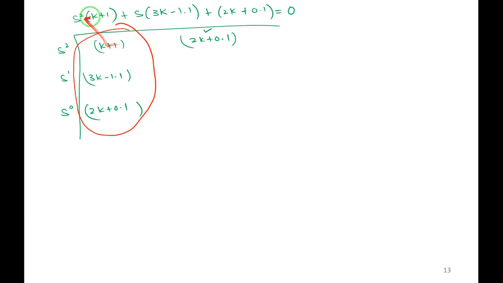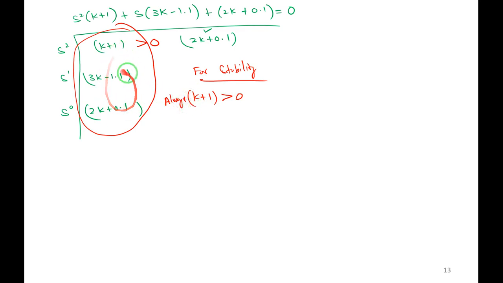And always this a naught term is greater than 0. So let me put the condition for the system to be stable. For stability, always this first term k plus 1 should be greater than 0. The next all should be positive, then only the system will be stable. 3k minus 1.1 is greater than 0, then 2k plus 0.1 is greater than 0 for the system to be stable.